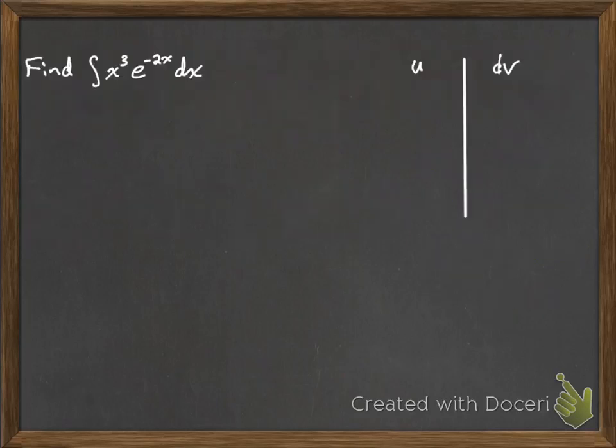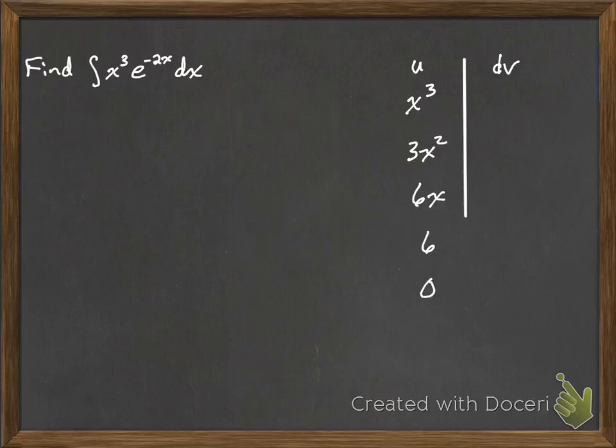All right, let's take a look at the next problem here. The u value, according to LIATE, is going to be your x cubed. That's the algebra part. This is an exponential part. That's the last part, the e in LIATE. So the u value is going to be x cubed, and then we take that all the way down to 0. So we're going to have 3x squared, 6x, 6, and then 0.